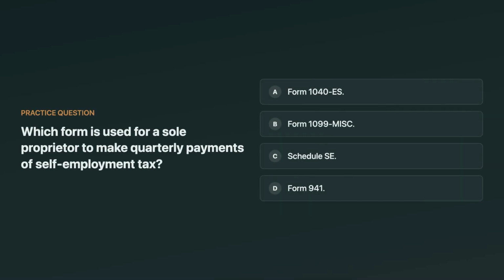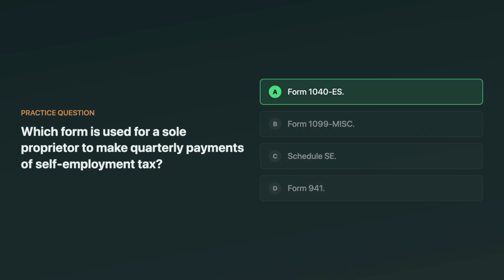Which form is used for a sole proprietor to make quarterly payments of self-employment tax? The choices include the estimated tax form for individuals, an information return like a 1099, the schedule that calculates self-employment tax, and a payroll tax return. Think about which one is actually used to send quarterly payments in.